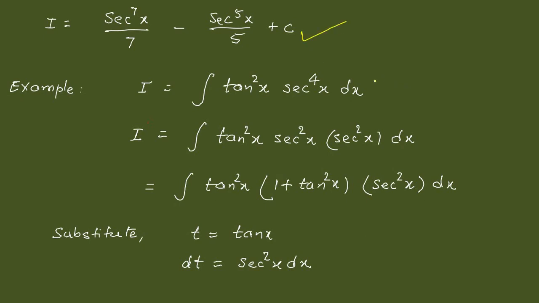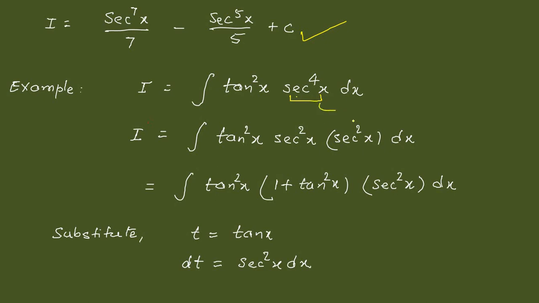Now the second example is tan square x sec to the power 4 x. So we can see that the tan has no odd power, so we are not going to see the tan, we are going to see the sec. So this time sec has even power. It means we have to save one factor of sec square x from that.